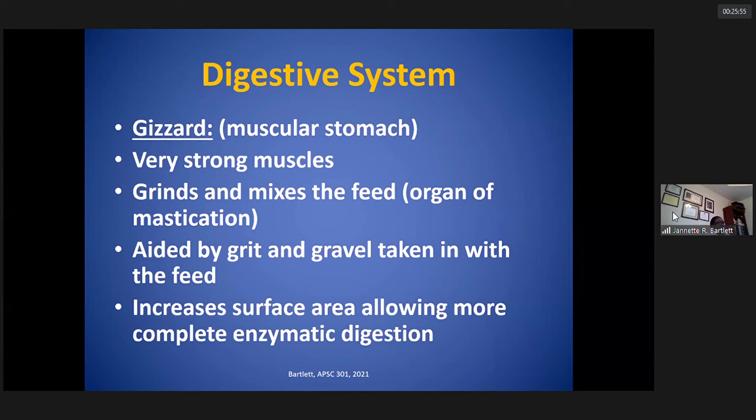And you know that the more the food is ground, the more it increases the surface area to allow more complete enzymatic digestion. When you have big pieces, you do not have enough surface area for the enzymes to act. So that's the purpose of the gizzard: to use the strong muscles it has to grind and mix the feed. This increases the surface area, allowing the enzymes to do the enzymatic digestion.